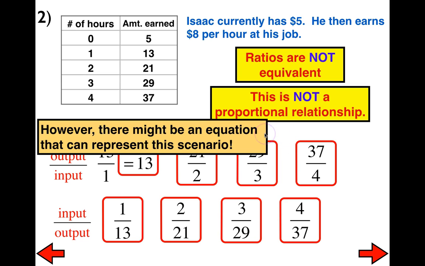So even though it's not a proportional relationship, there still might be an equation we can use to represent this scenario. So right now, go ahead and pause the video and try to find an equation that would work for this case where Isaac currently has $5 and he's earning $8 per hour at his job. Okay, so let's check it out.